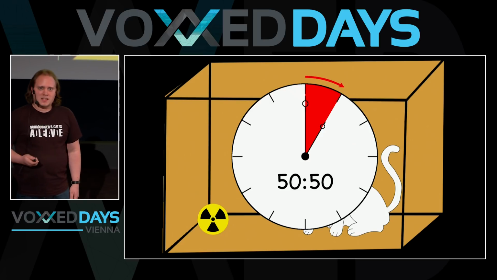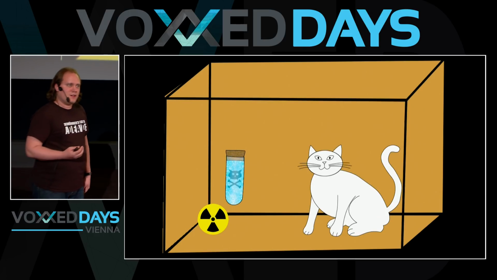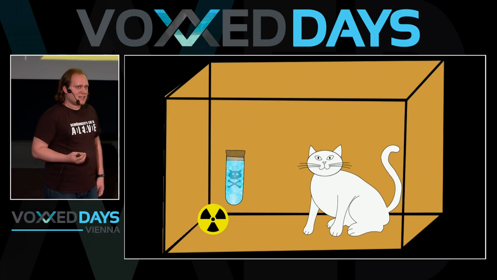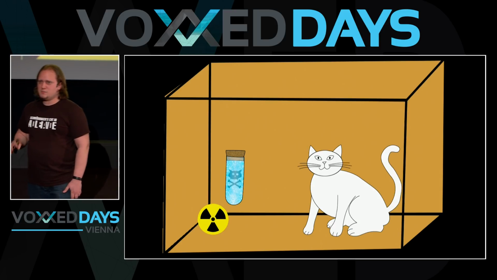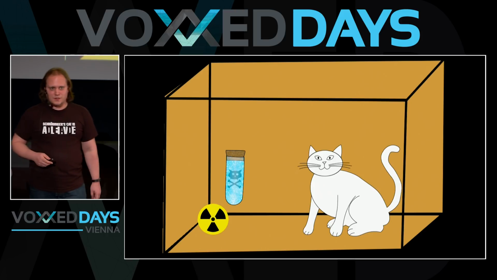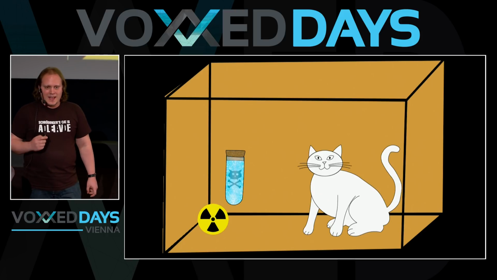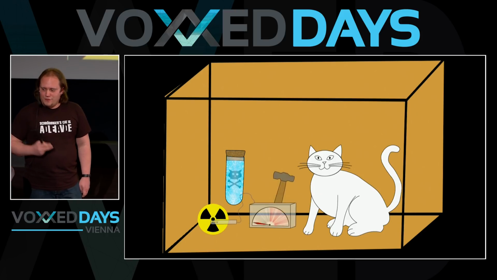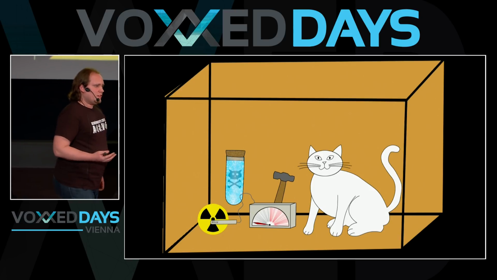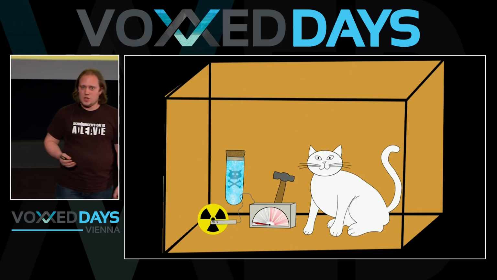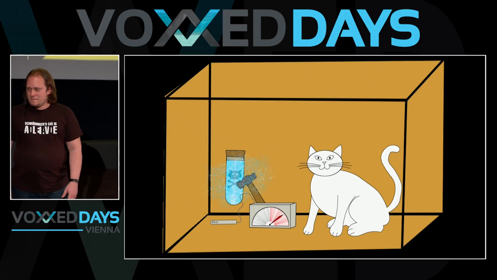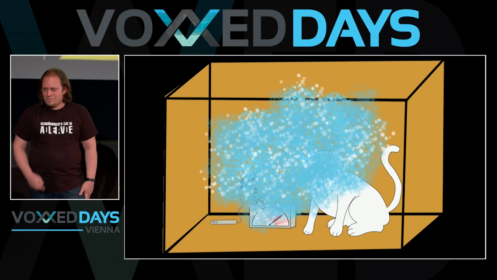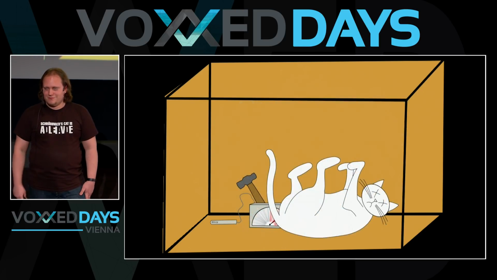Okay, so we have that mass. What else? We have a flask with cyanide gas. Cyanide gas is, of course, rather poisonous, so it's better if that gas stayed in the flask. And last but not least, we have a Geiger counter with an attached hammer. So what happens if the Geiger counter were to detect any radiation? Dead cat.